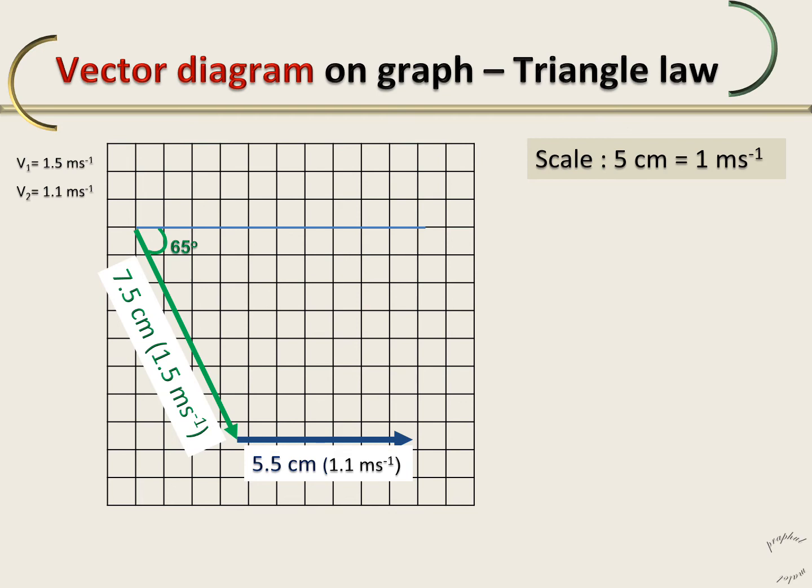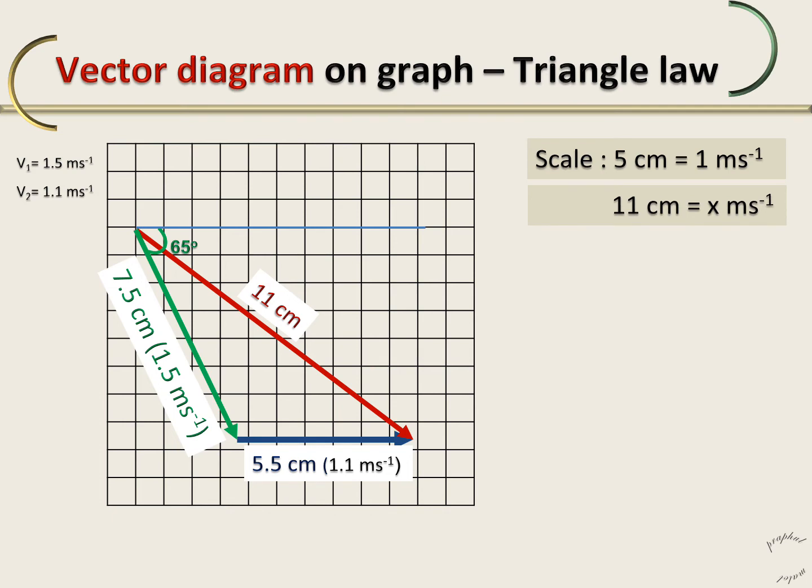Now I have to find the resultant. You will get the resultant just by joining the ends of the vectors. This is the resultant. Now we want to find the magnitude as well as direction of the resultant. The magnitude is the value. Directly you can keep a ruler and measure the length. So the length what I got is 11 centimeter. But remember it's not equal to 11 meter per second because we have a scale.